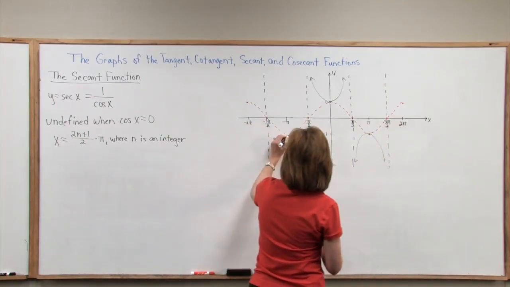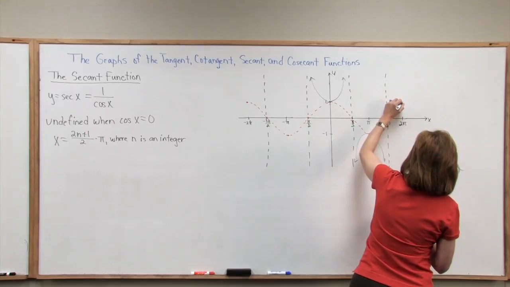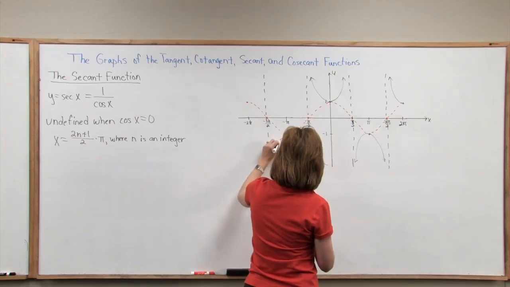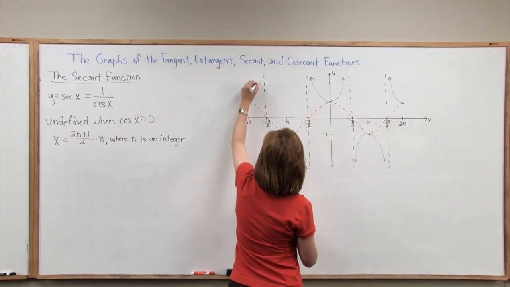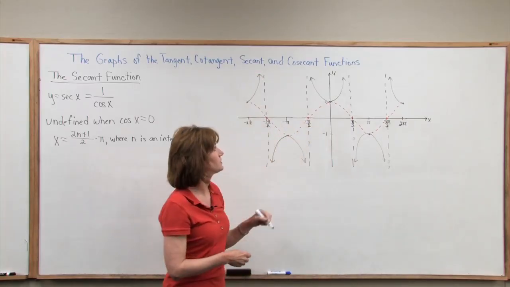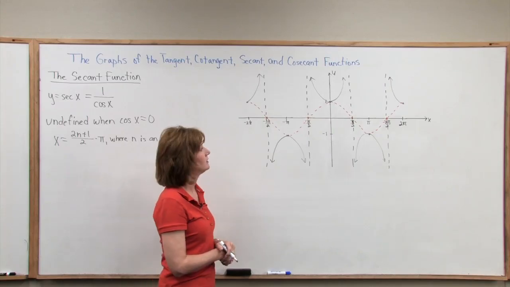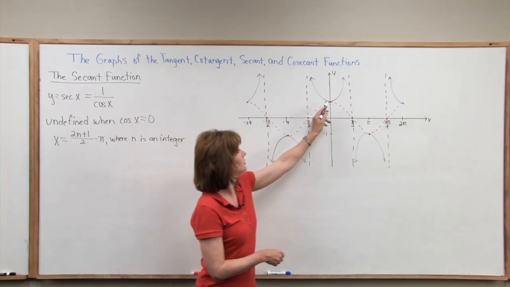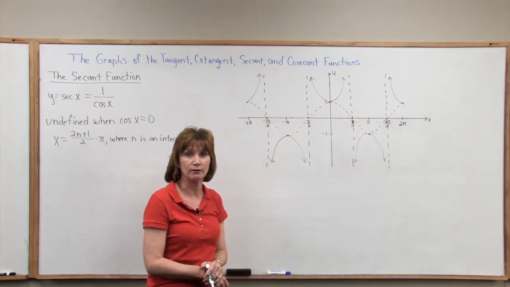Let's draw another. Oh, I forgot this portion. Of course, reciprocal of 1 is 1, and then it approaches the asymptote. So here are 2 cycles for the secant function. You need to learn this graph and learn where the asymptotes are and those 2 points for each cycle.